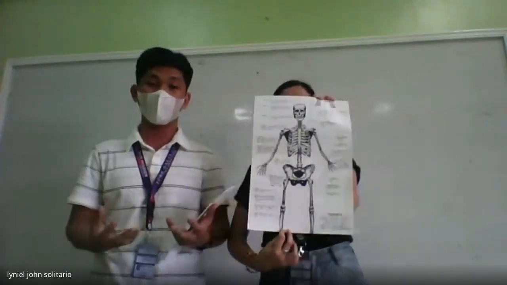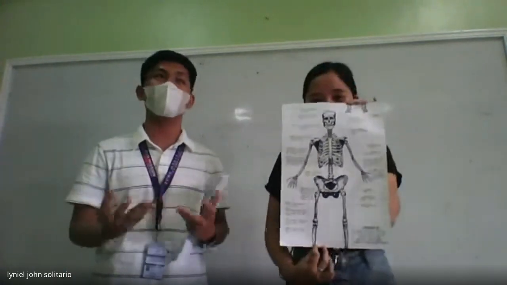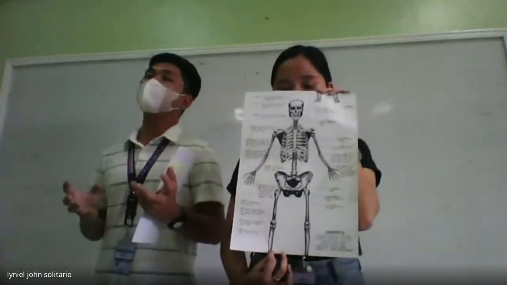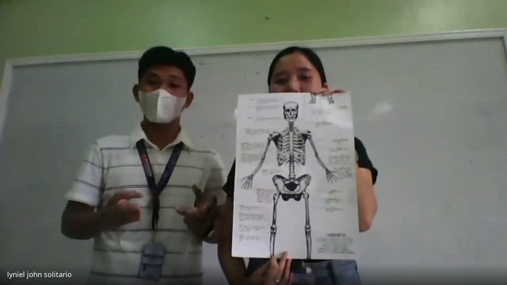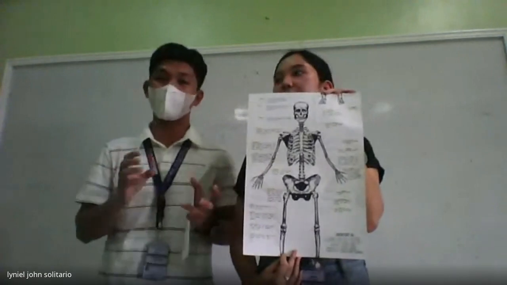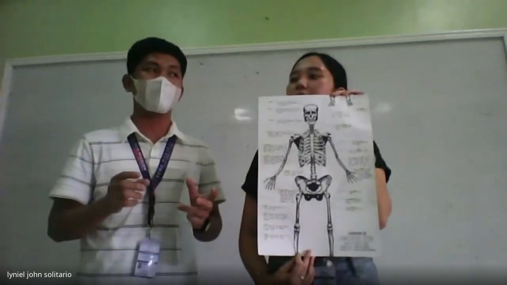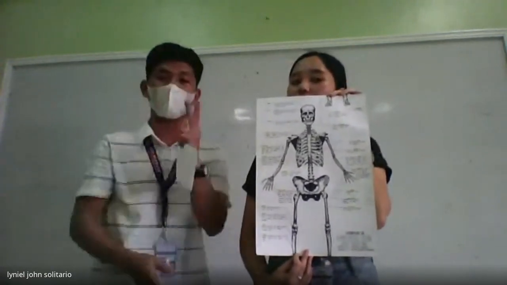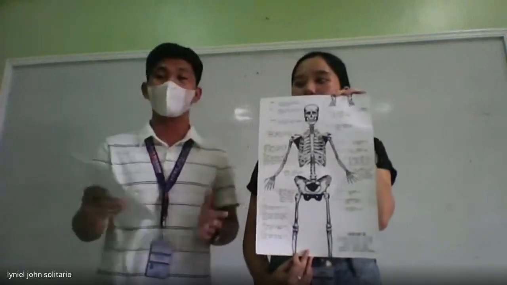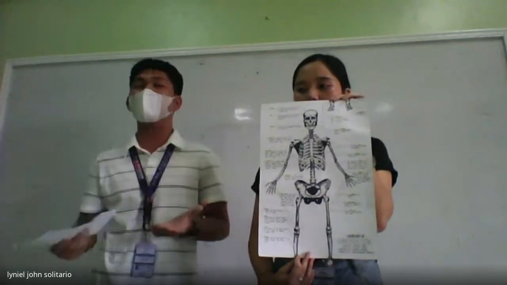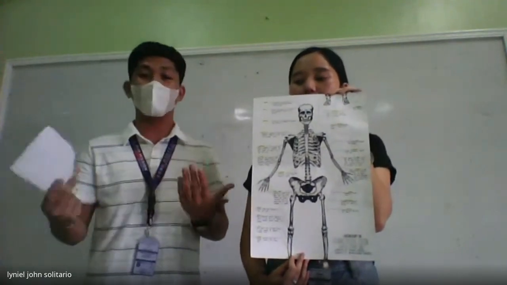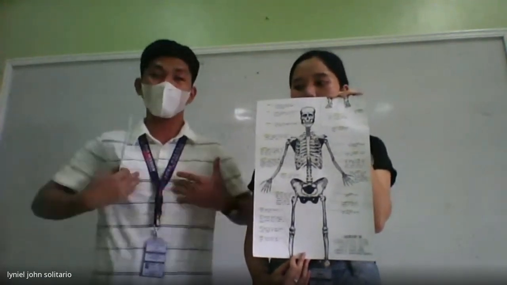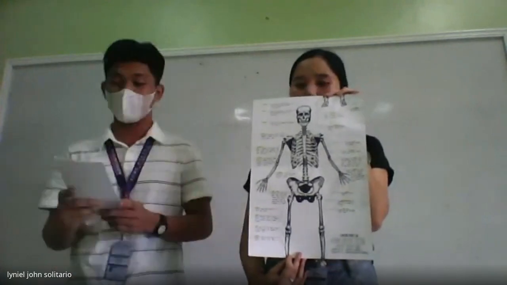So the human skeletal system will help us. Think of an example, like a structure or building. When you build it, you put steel bars so the foundation is strong. The human skeletal system is just like that, because you cannot function, you cannot move, and your internal organs cannot be protected without the human skeletal system.